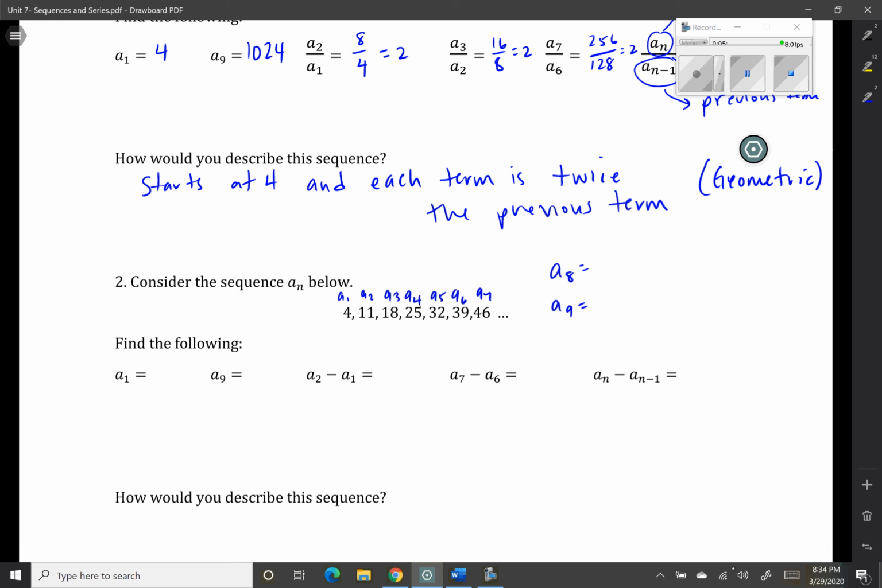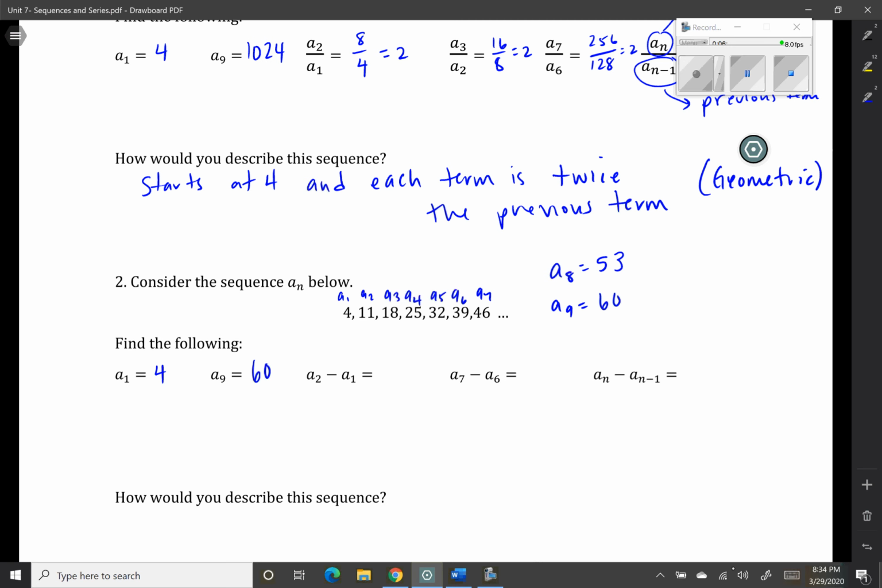So to get from one term to the next, I go from 4 to 11. I can multiply by something. I can add by something. I'm adding by 7, though. And if I add by 7 again and again and again, I'll keep getting the next term. So if I do 46 plus 7, I'd get my next term of 53. And then if I add 7 again, I would get our ninth term of 60. So the first term of this sequence is 4, and the ninth term is 60.